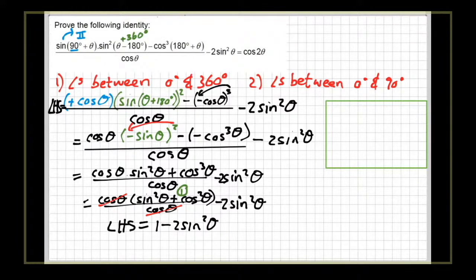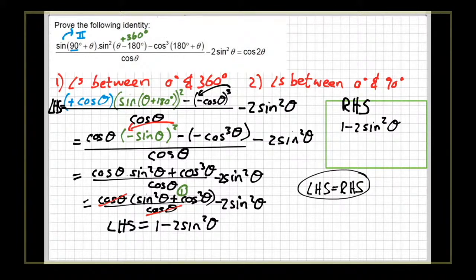And then I'm going to work on the right-hand side. If I look at cos of 2 theta, look where I want to change it. I want to change it to something that has only a sin in it. So I'm going to choose 1 minus 2 sin squared theta. Absolutely brilliant, because now my left-hand side is equal to the right-hand side.